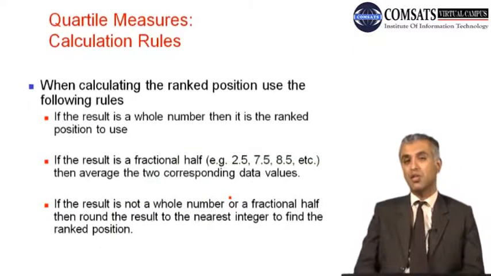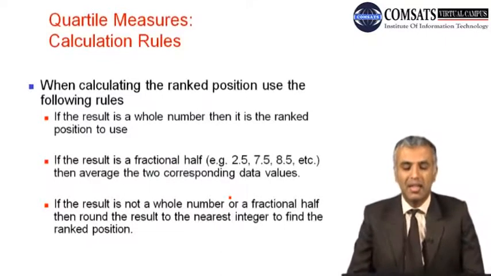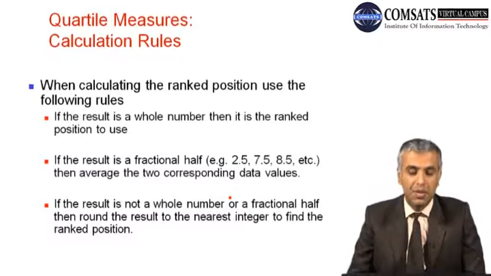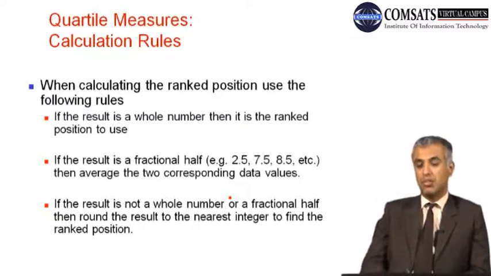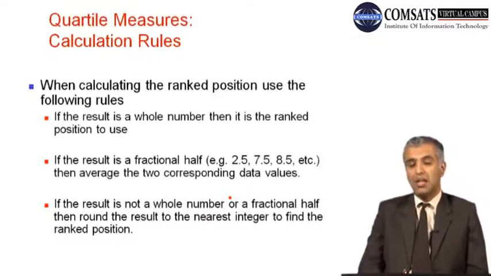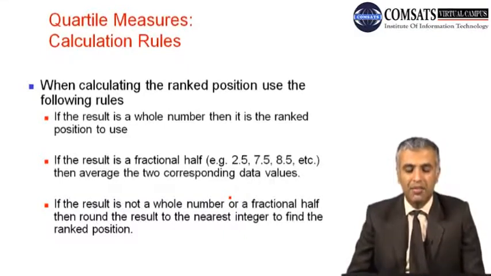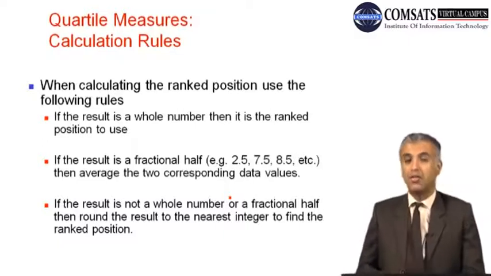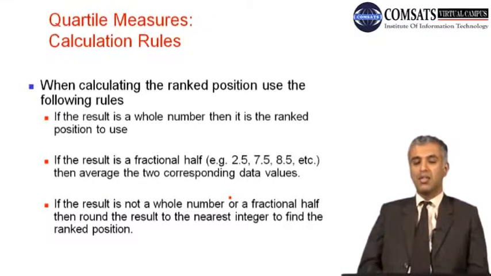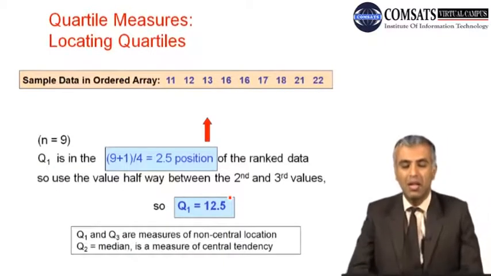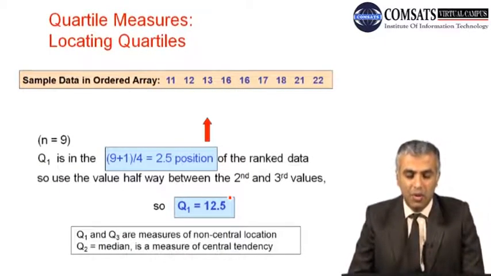There are certain rules to calculate the quartiles. The first rule, as you can see here, is that if the result is a whole number, then the ranking position should be used. But if the value is a fractional half, then we have to take the average of the corresponding two values. And if it's not a whole number or a fractional half, then the result will be rounded to the nearest integer in order to find the rank position. So here is just one example of how to calculate these quartiles.